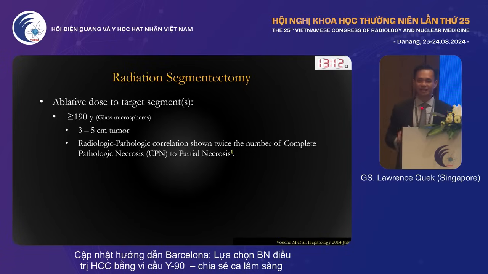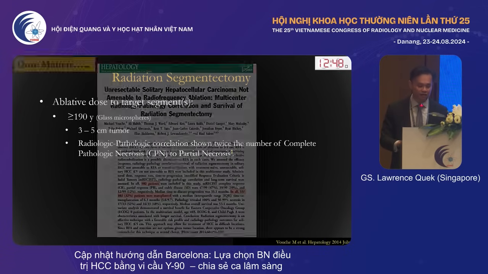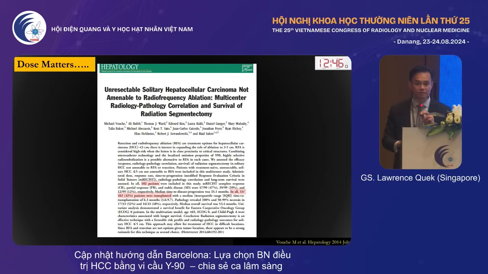So what exactly is the dose? And really in the last decade, dose has become really important in the treatment. You don't give enough dose, you're just tickling the tumor. Right? The tumor will be laughing at you. Right? You've got to give enough dose, big enough to be able to obliterate the tumor. So we're looking at a dose of more than 190 grays for glass microspheres, and somewhere in the ballpark of 3 to 5 centimeter tumor. And that is largely based on the study published in 2014 by Vouche.